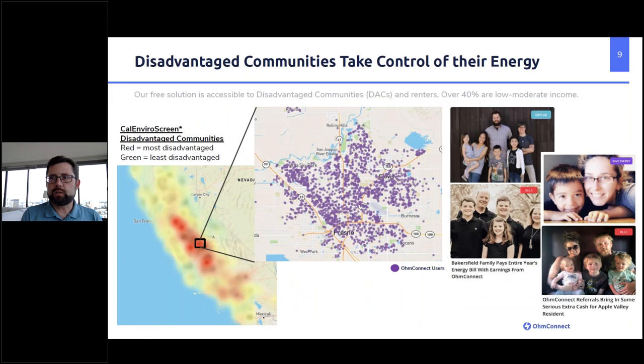So we've shown that this works at scale, at a reasonable scale. We need it to be bigger. We've shown that we can engage customers and get them to do something over and over again about energy, or give us the ability to do it for them. And we've shown that it can work even in extreme events. The other thing that's really important is that it's accessible to everybody. 40% of our customers are low and moderate income.